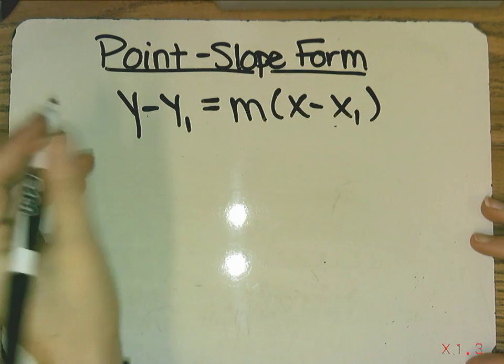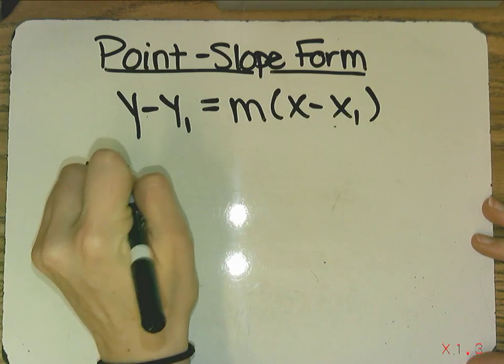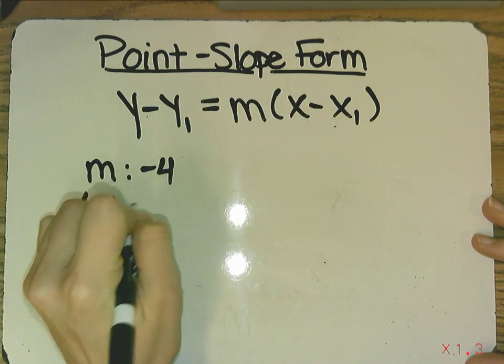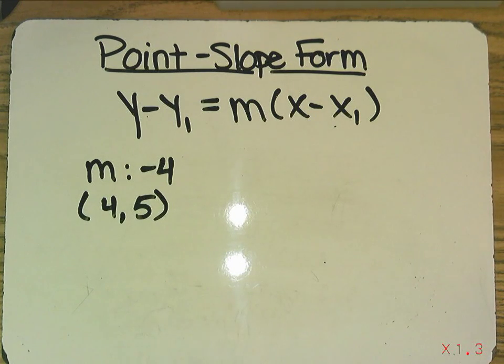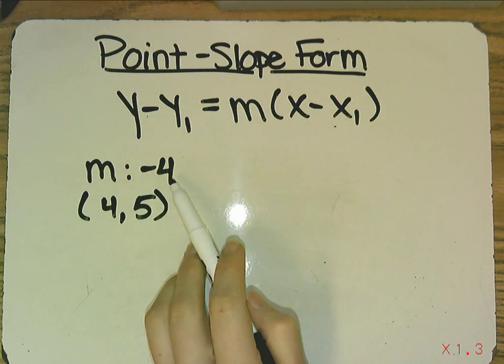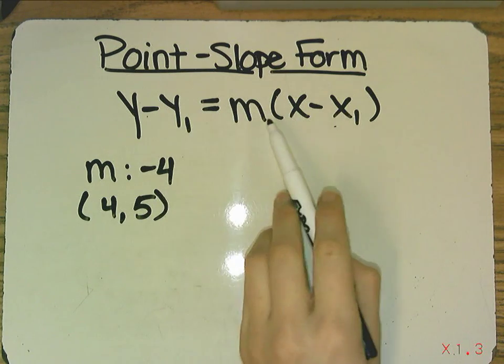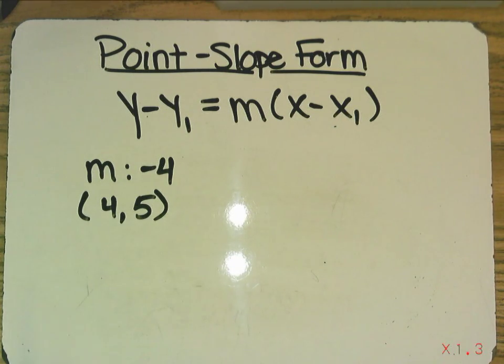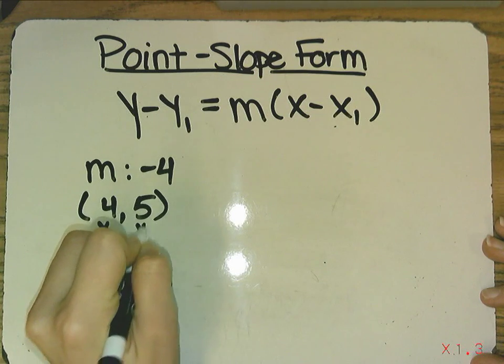So let's say I was given the slope of the line is -4 and the line goes through the point (4, 5). The first thing I'm going to do is recognize, okay, my slope is -4, so I know that's going to go where m is. The other thing I'm going to do is label my ordered pair x1, y1.